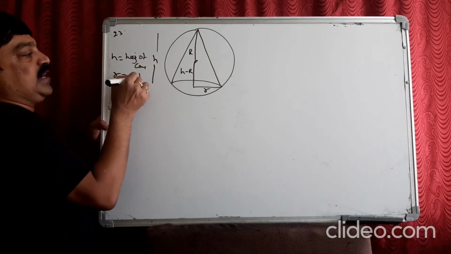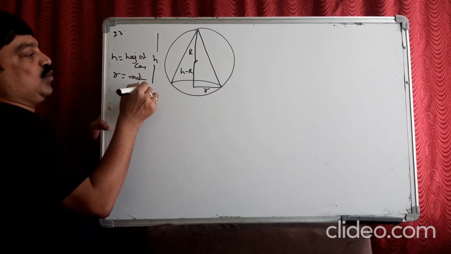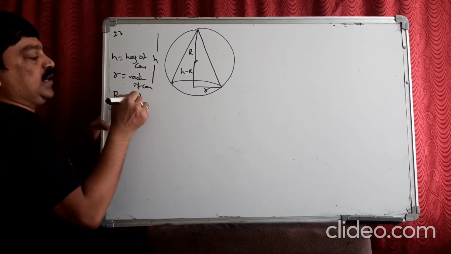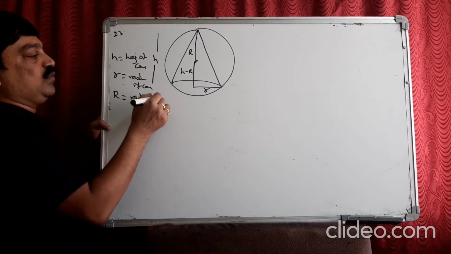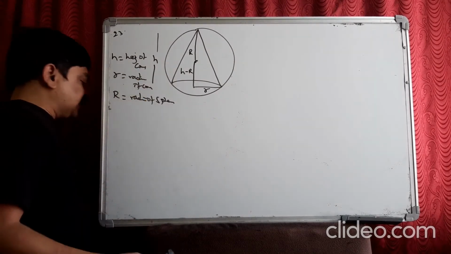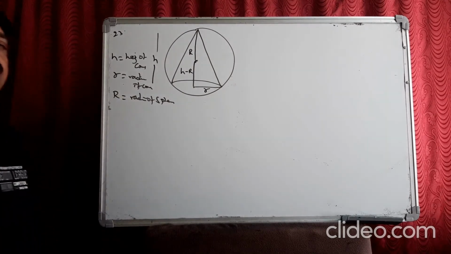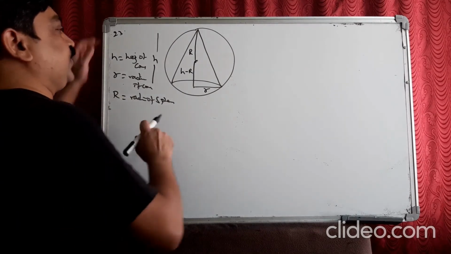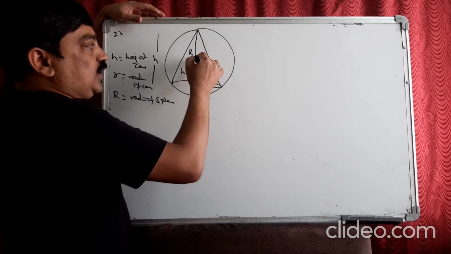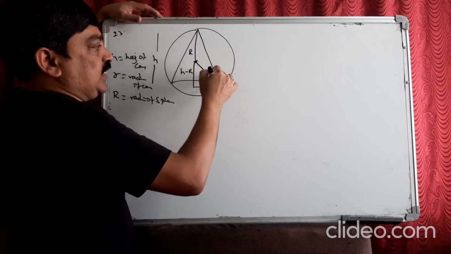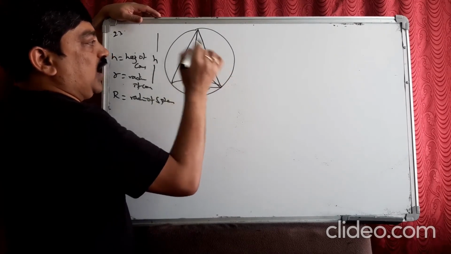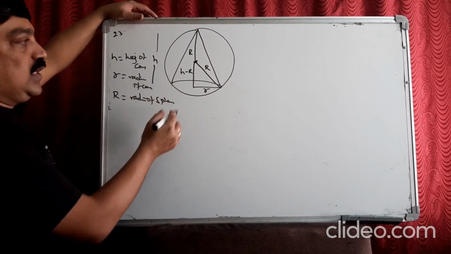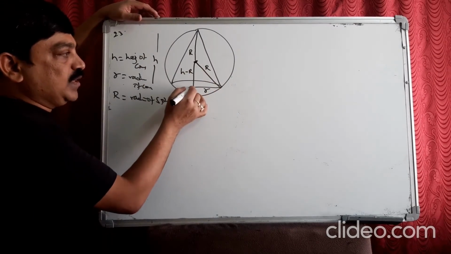Small r is the base radius of the cone, and capital R is the radius of the sphere. Sometimes they give the radius of the sphere as small r, but here they have given capital R, so we have to go with that. Now join this center with this point, then it also becomes R. I apply the Pythagoras theorem for this right angle triangle, because this will be the perpendicular.